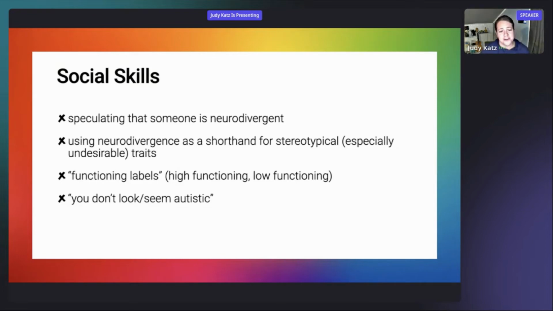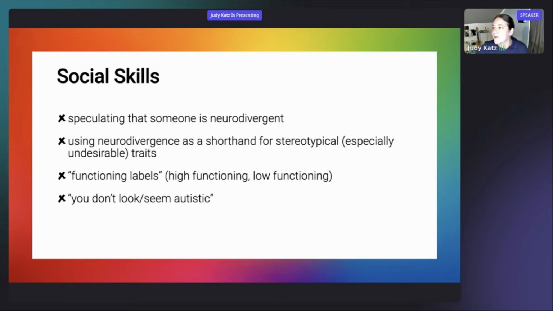Autism and other divergent neurotypes are invisible disabilities. There's no such thing as being too pretty to be autistic or too female to be autistic. These are highly just based on stereotypes, and we want to try to eliminate those.